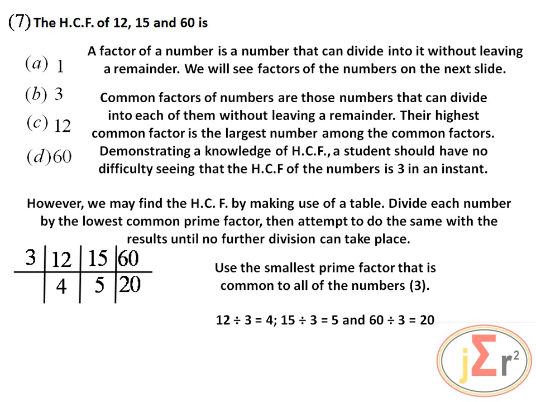Any other factor that we are attempting to use must be a factor of 4, 5, and 20. There is no other such factor. Therefore, we have exhausted our table.